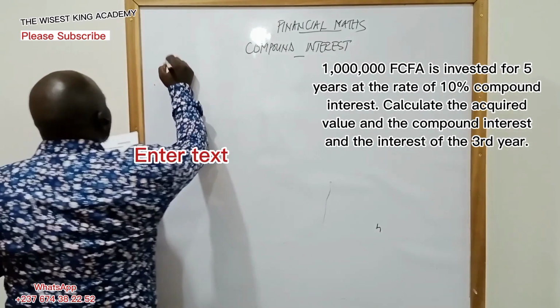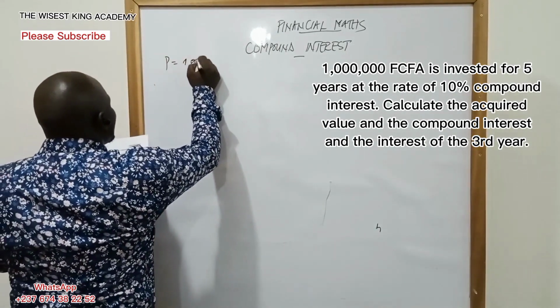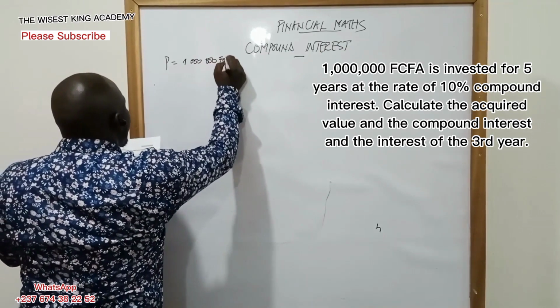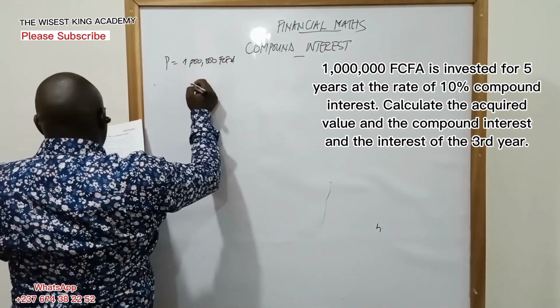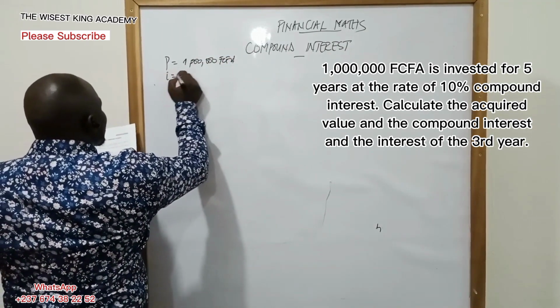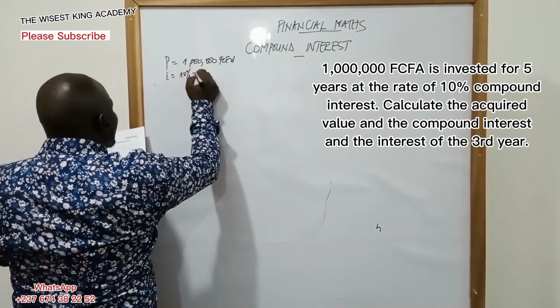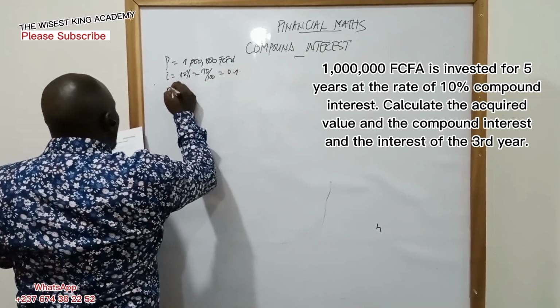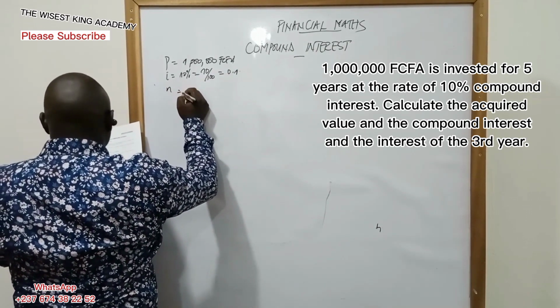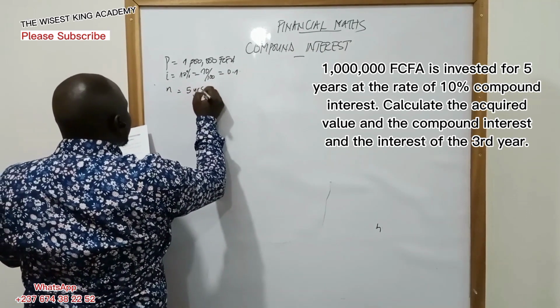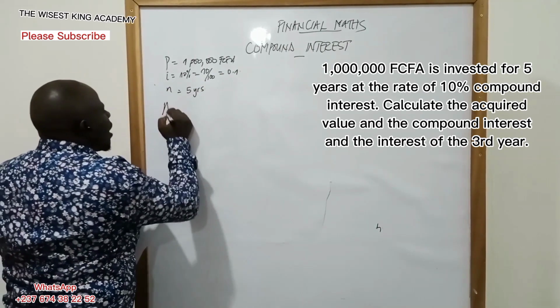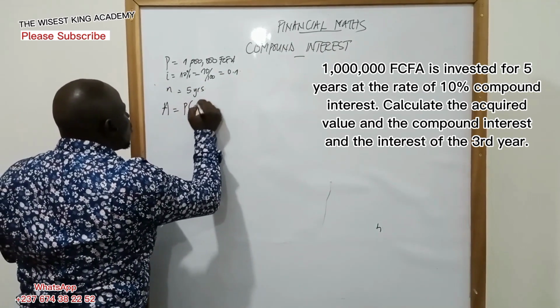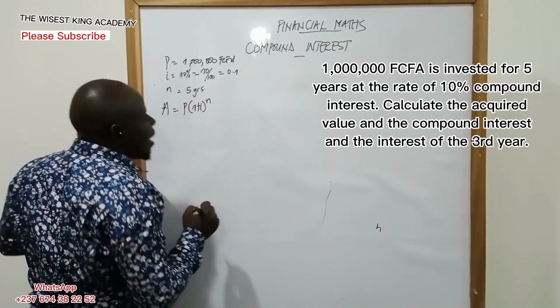Now, what is the principal? The principal is 1 million francs. What is the interest rate? 10%, which is 10 over 100, which is 0.1. What is the duration of the investment? 5 years. So, how do we calculate the acquired value? P into 1 plus i raised to the power n.